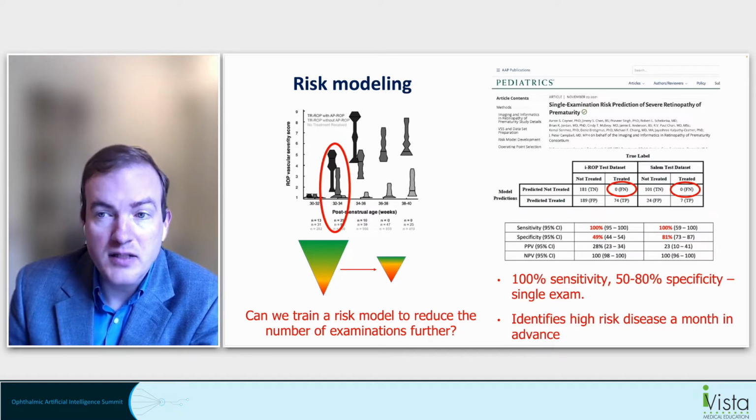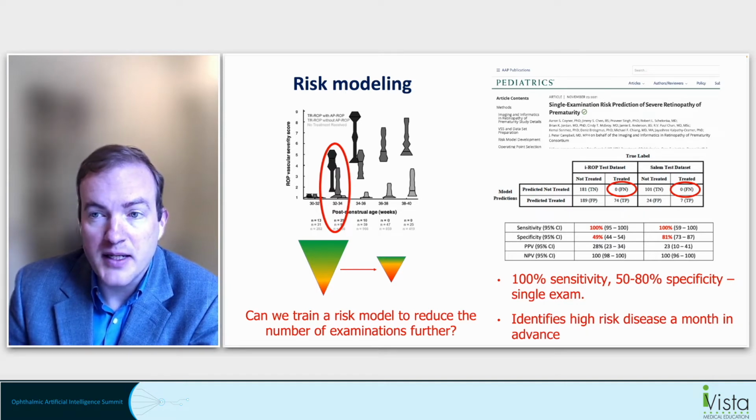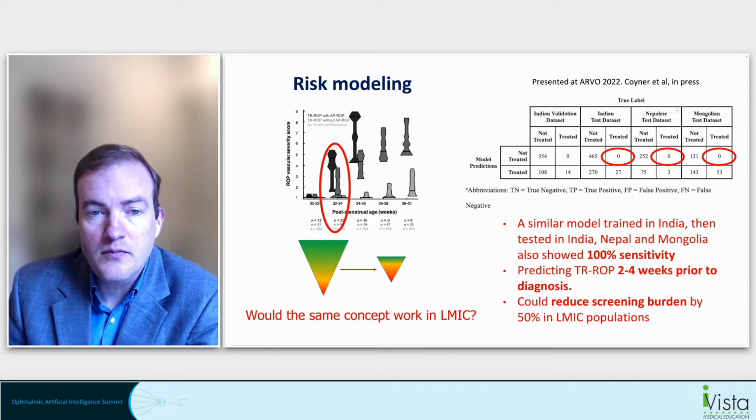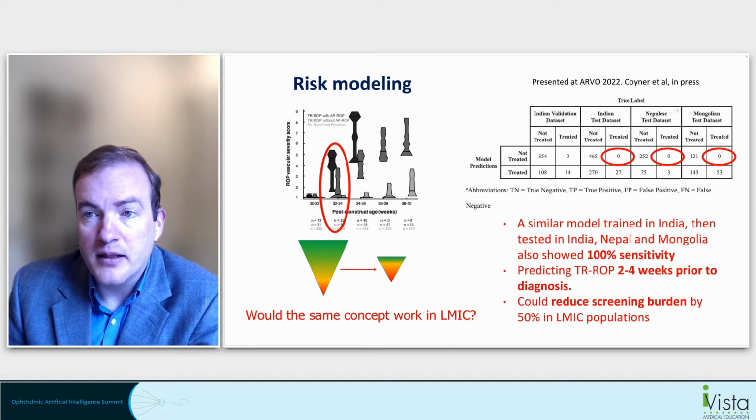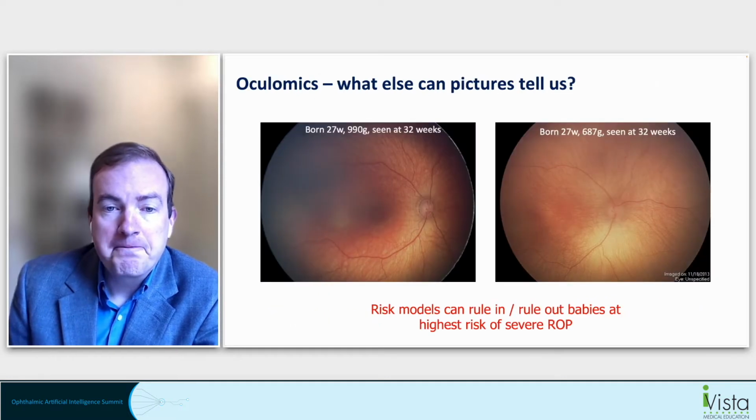That is, based on a single point in time at 32 to 33 weeks post-menstrual age, we could rule in or rule out babies with severe ROP with 100% negative predictive value. That is, low-risk babies may never need to be screened again. And in work presented at ARVO and in press soon, we evaluated a similar risk model in India, Nepal, and Mongolia, where obviously the disease is much more prevalent and there are fewer examiners. And we found similarly 100% sensitivity 2 to 4 weeks prior to diagnosis, which could reduce the screening population by 50%.